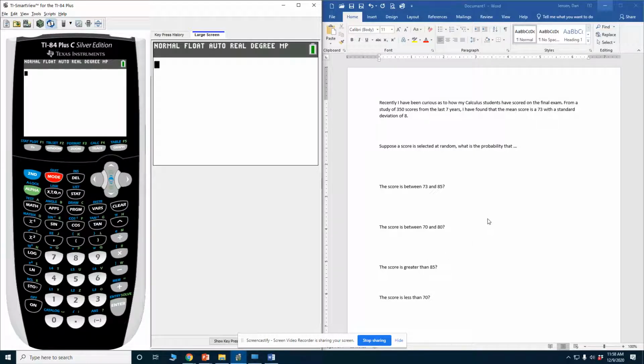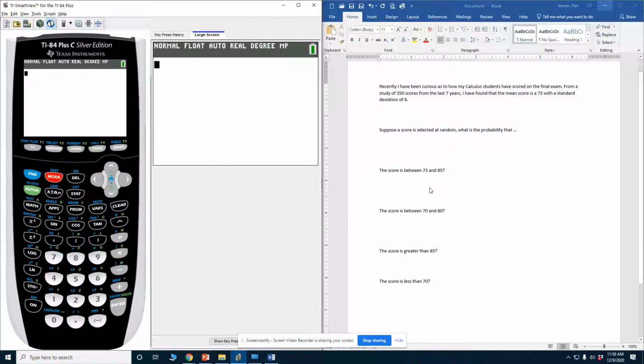Suppose the score is selected at random. What's the probability that the score is between 73 and 85? Okay, so what's the probability that 73 is less than X is less than 85? What's the probability that the score I select at random is between a 73 and 85?